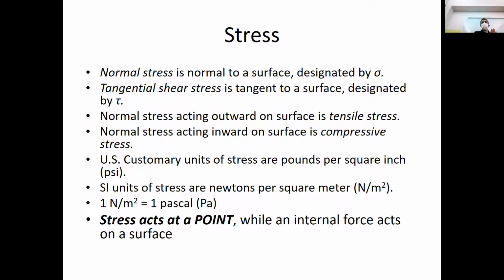So the normal stress is normal to the surface, and we sometimes refer to it as axial stress. We use sigma for a normal stress. The shear or tangential stress is tangent to the surface, and we use tau for it.